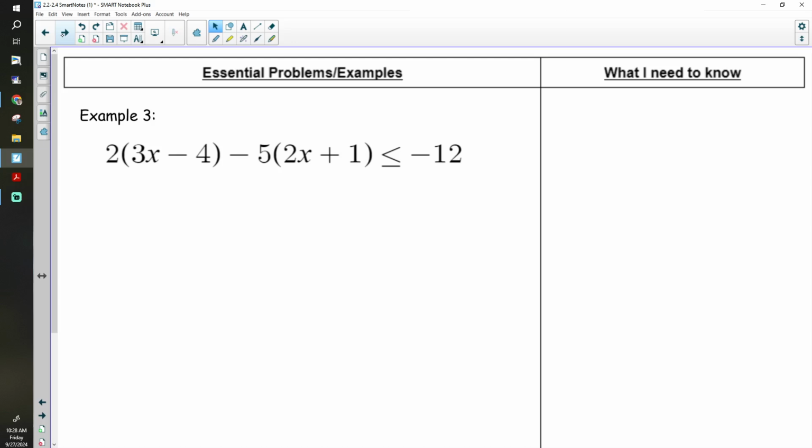Example 3. Get her done. Write it down. Flip the page if you need.